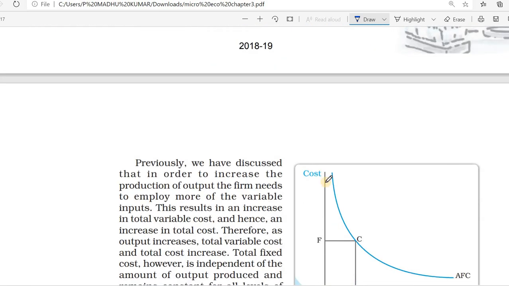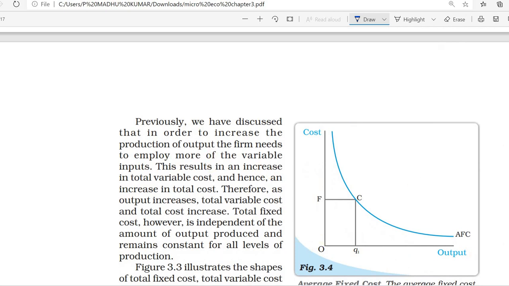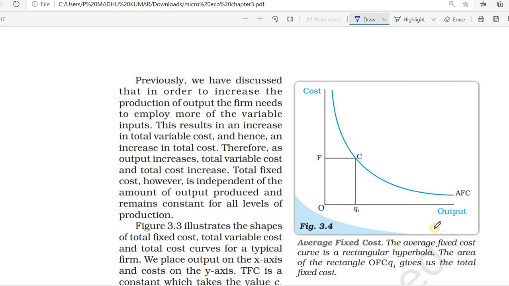Here we can see another cost curve. Total fixed cost is independent of the amount of output, meaning it is not related to an increase in the output. In variable cost only that change will come: an increase in the output will lead to total variable cost also increasing.